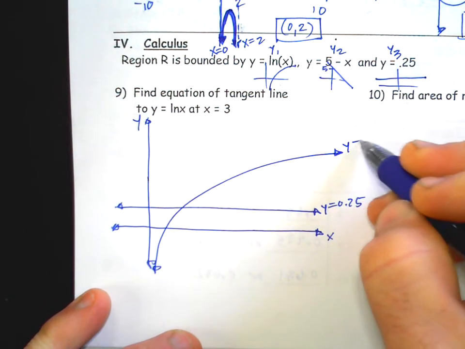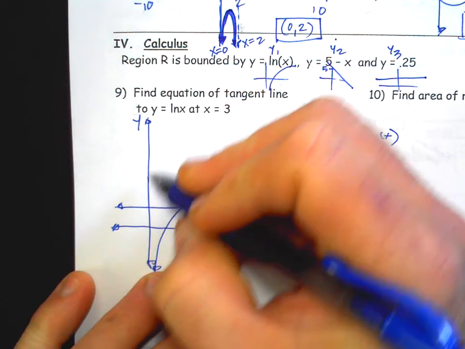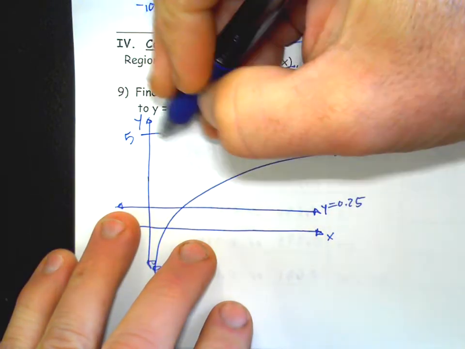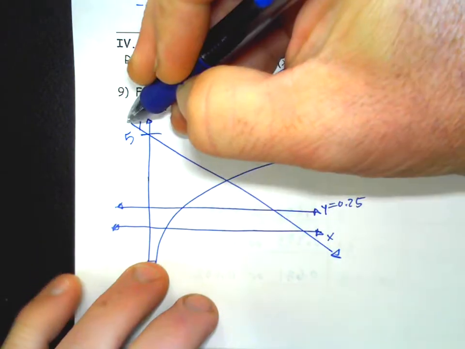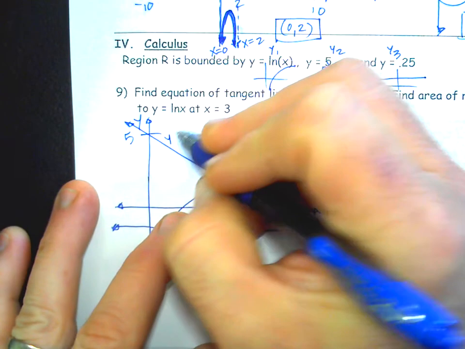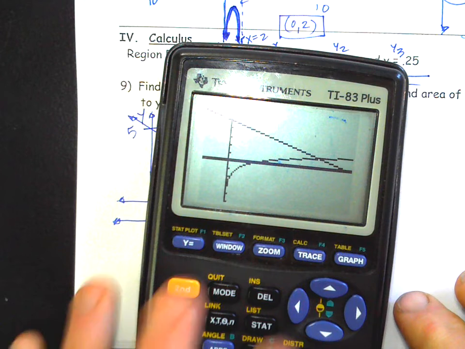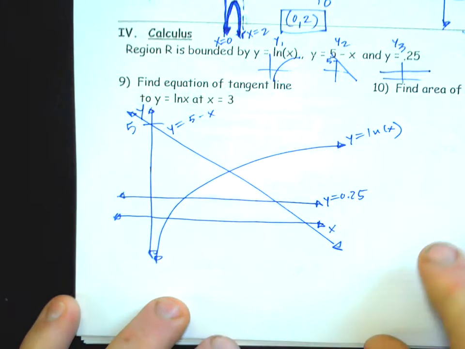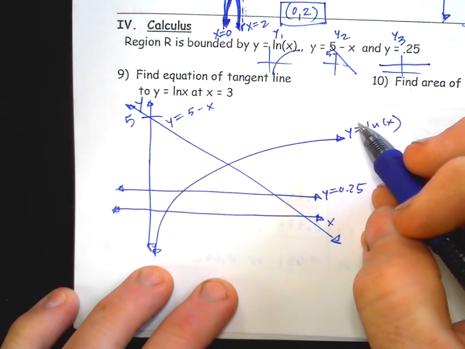Okay. And so I'm going to label all these. And then we have the other function that crosses at 5. And then it crosses. I'm just trying to make it look kind of right. Y equals 5 minus x. Right. So I drew that picture. I kind of exaggerate a little bit so I can see what's going on down here. Now, we're trying to find the equation of the tangent line to the natural log graph at x equals 3.